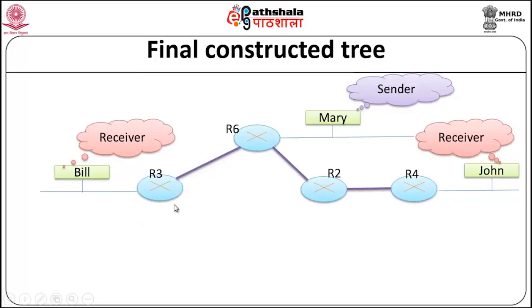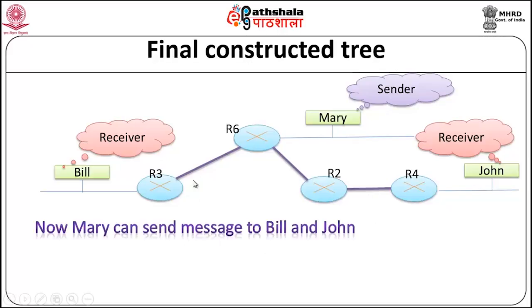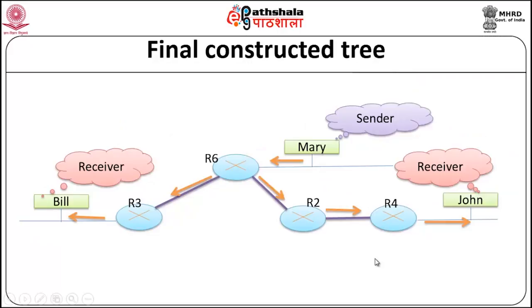So, once the final tree is constructed, you have the sender here and the receiver here, and Mary can now continue to send data. Now, you can see that since these other branches have been pruned, the data is not unnecessarily transmitted along other paths, but only to the necessary receivers. So, now Mary can send all the messages to Bill and John. This is basically how the PIM-DM mechanism will work. You can see that data is being sent from Mary to both the receivers.